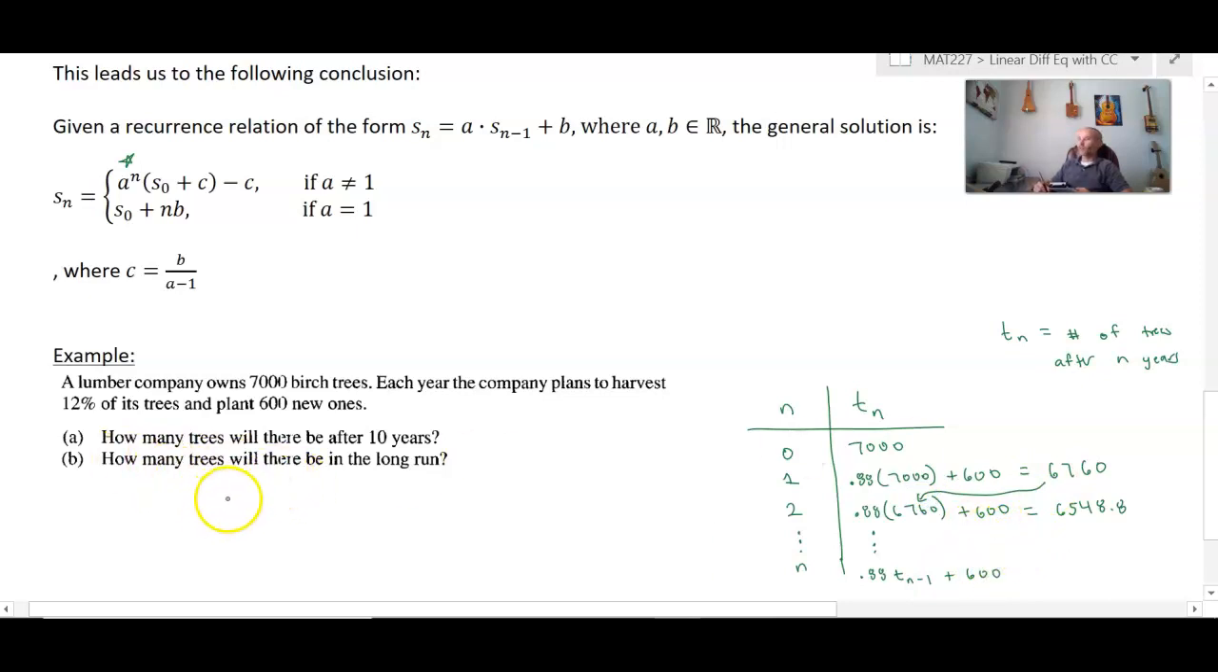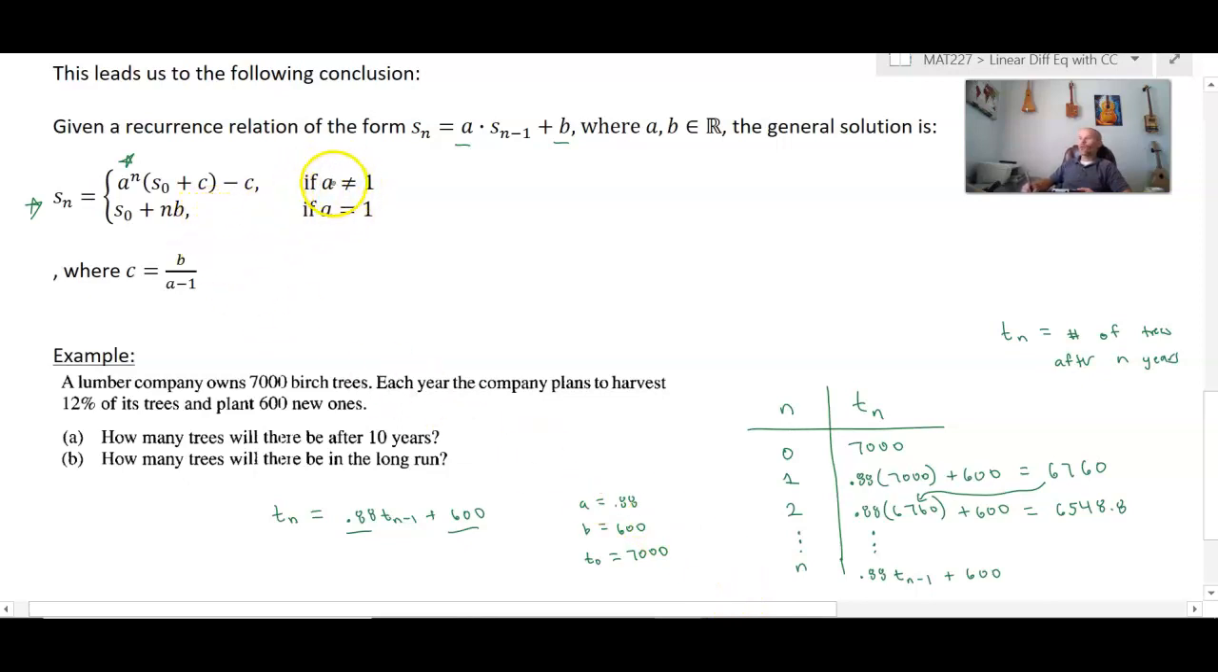So now we have our recursive relation, which is often half the battle. The number of trees 1 year later will be 88% of the trees that we had at the beginning of the year plus the 600 new ones that we plant. Now, at this point, we would normally have to go through the method of iteration to solve this, but now that we have our lovely solution here, we can just focus on identifying our A and our B. Now, our A and our B are the 0.88, that's our multiplier on our previous. Our 600 is the constant that's being added each year. We know that T initial is 7,000, and we have everything that we need.